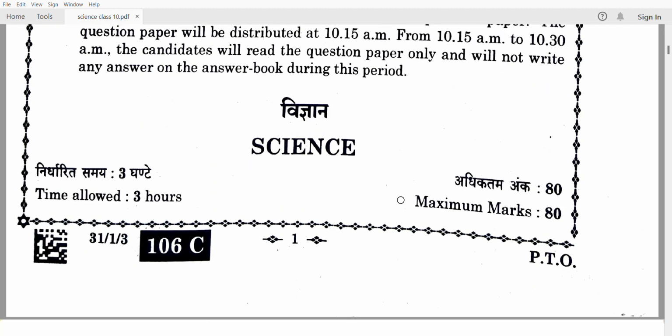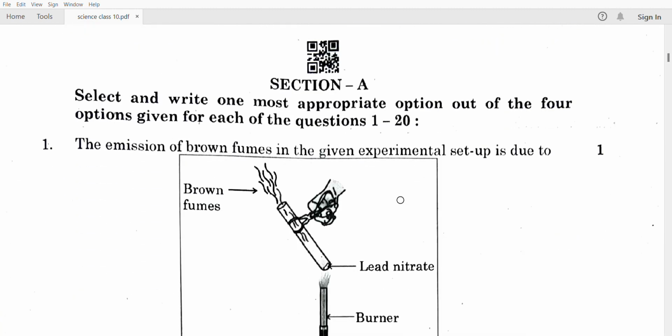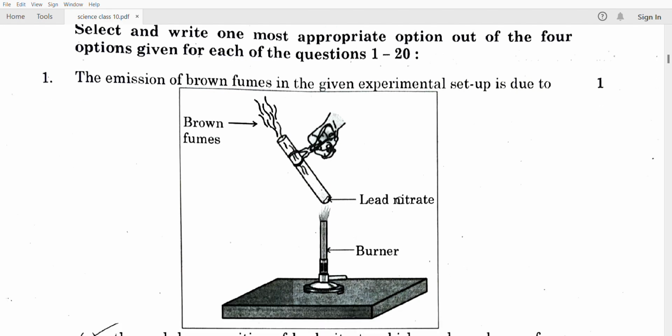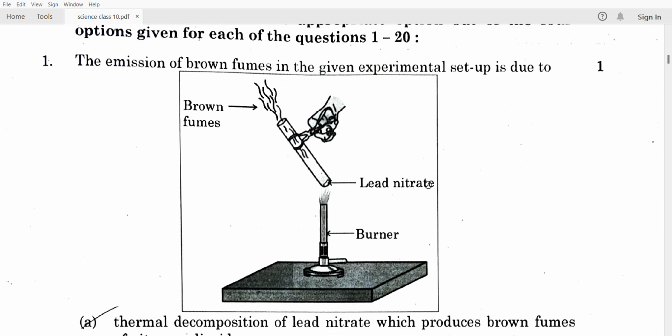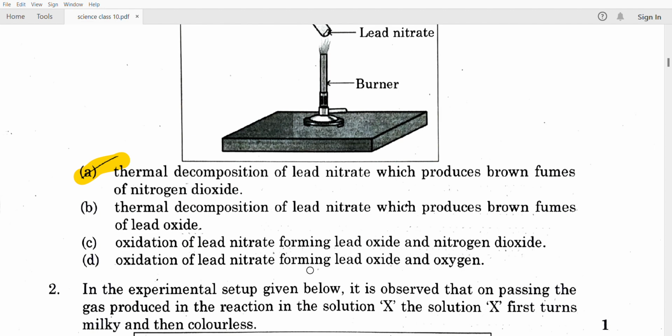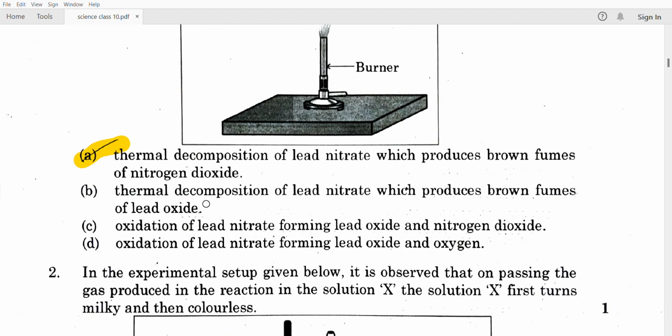Now the first question here, select the most appropriate option out of the 4 options given in each of the questions. So first question, the emission of brown fumes in the given experimental setup is due to option A, that is thermal decomposition of lead nitrate, which gives brown fumes of nitrogen dioxide. And if you move on to the second, as we know that the other remaining options are wrong. Thermal decomposition of lead nitrate produces brown fumes of lead oxide, that's wrong. Oxidation of lead nitrate, also wrong. Oxidation of lead nitrate forming lead oxide, also wrong.